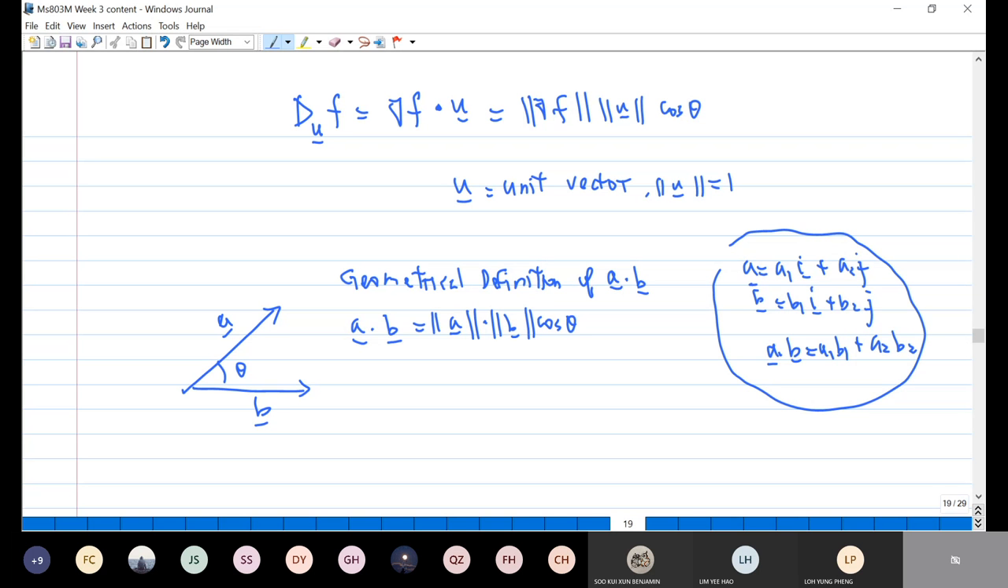And when is this dot product maximum? First of all, we know that the length of u is 1. So this is maximal when cosine theta is 1. Cosine theta is always between minus 1 and 1. Cosine theta equal to 1 means theta is equal to 0.